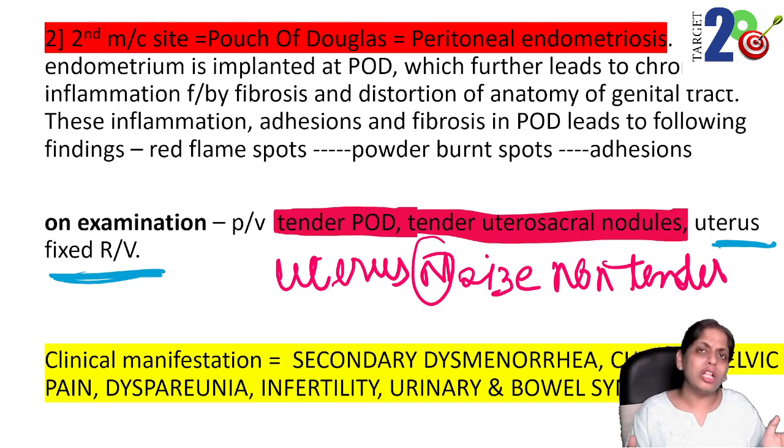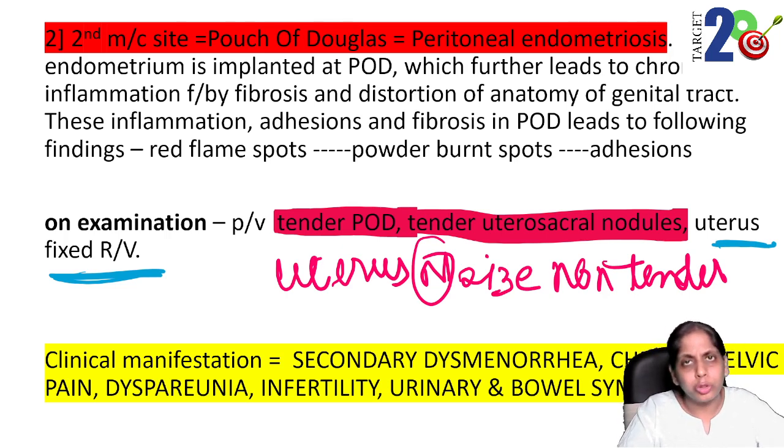Can you see all these adhesions, all these nodules on ultrasound? We can see some nodules on ultrasound which are quite big, but we can't see adhesions. We can't see distortion of the pelvic anatomy on the ultrasound.